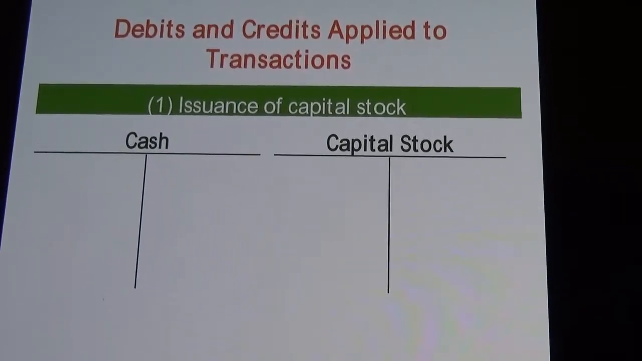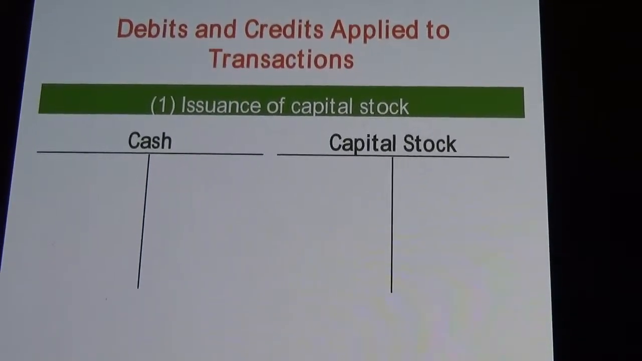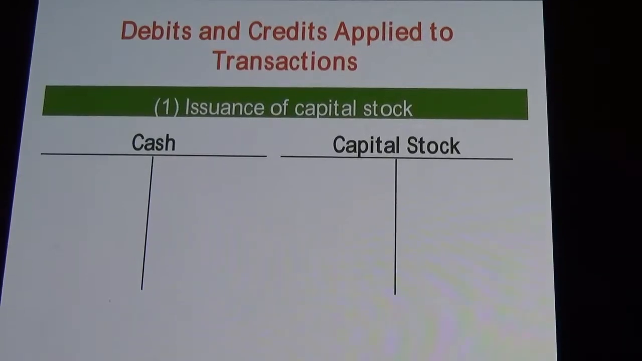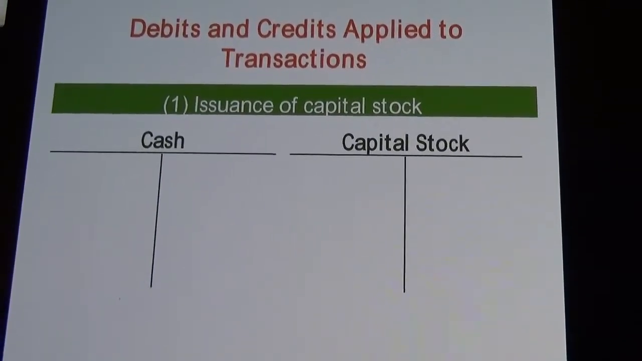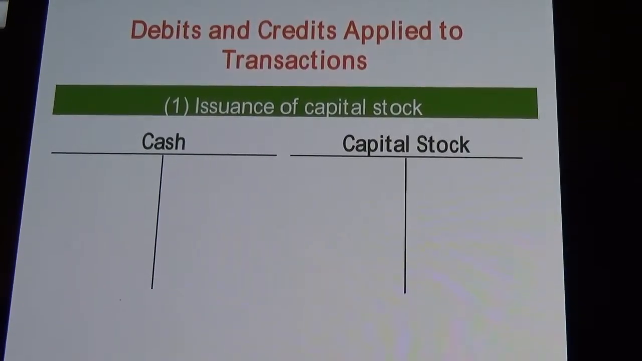Okay, so let's go through the same transactions that we looked at earlier, but now posting them into general ledger accounts according to the debits and credits. So when we issue capital stock, we're going to affect two different accounts.